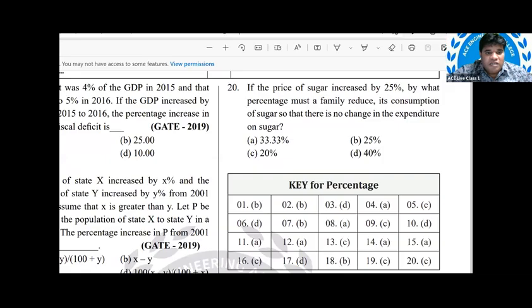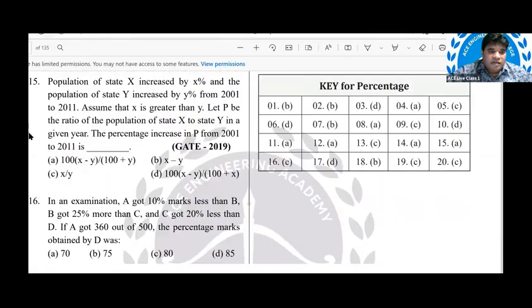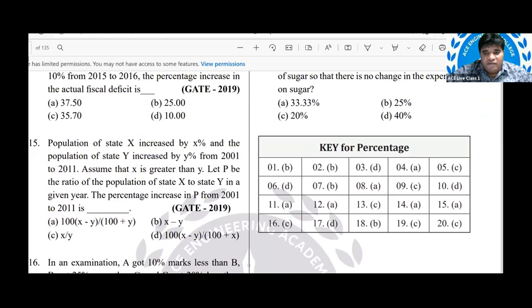Next. This problem also, friends, is very difficult. Maximum people think it is very difficult, but for you it is very easy.